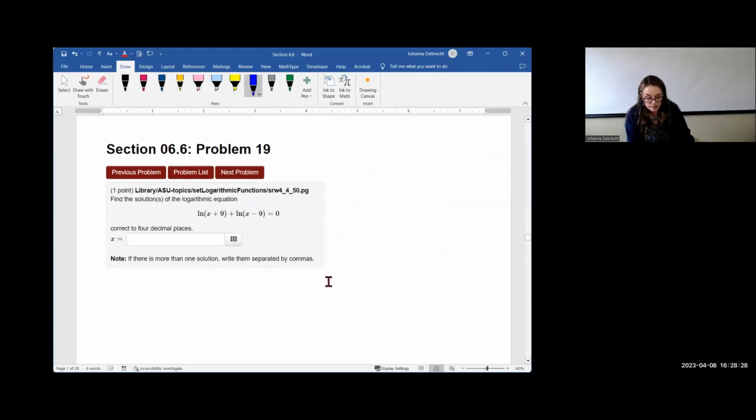On this problem, we can see right here that we have one logarithm or two logarithms on the left and none on the right. Can we solve this by compressing the two on the left? Yes, you can. So what you can do is you can write this as the natural log of x plus 9 times x minus 9 equal to 0.